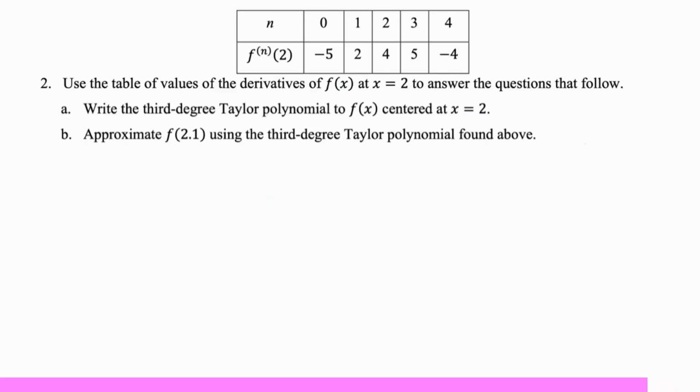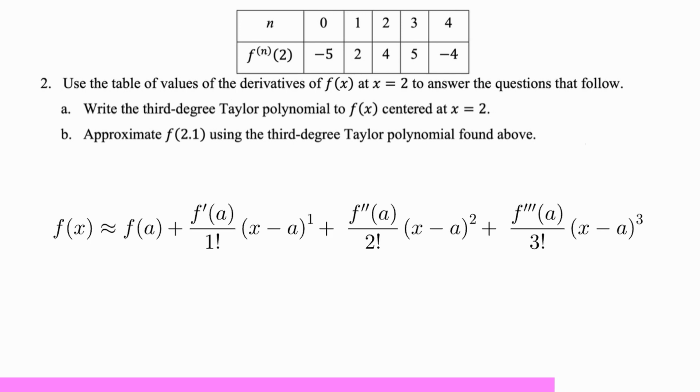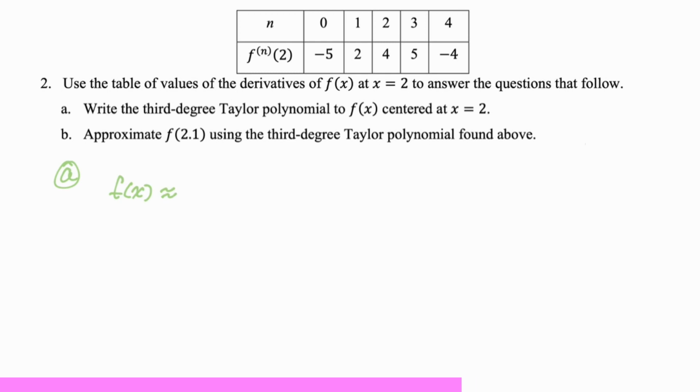Use the table of values of the derivatives of f of x at x equals 2 to answer the questions that follow. All right. Third degree Taylor polynomial. Hopefully we're pretty good at this point. You've got to memorize that formula. So our polynomial is going to be the value of the function, which is negative 5.